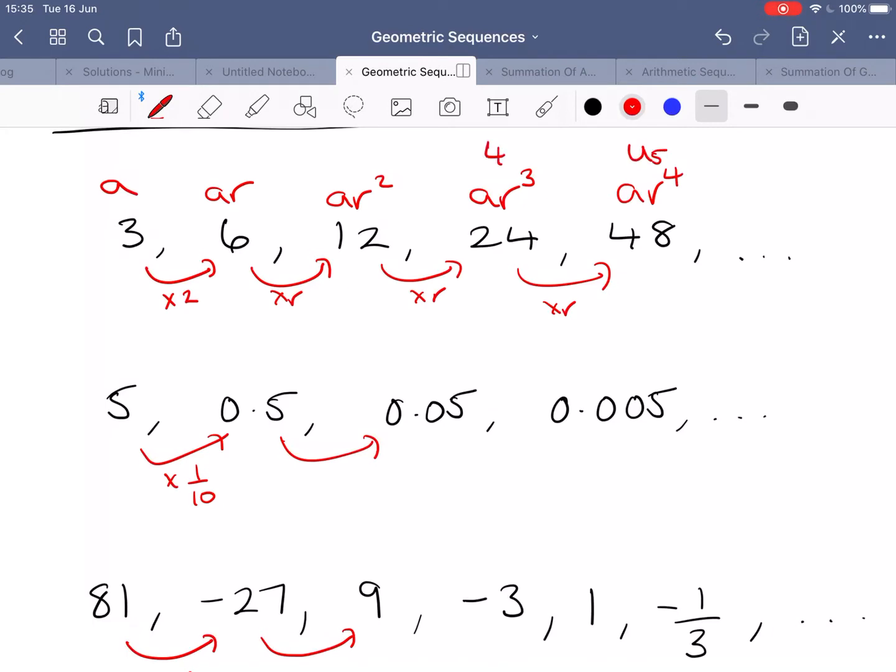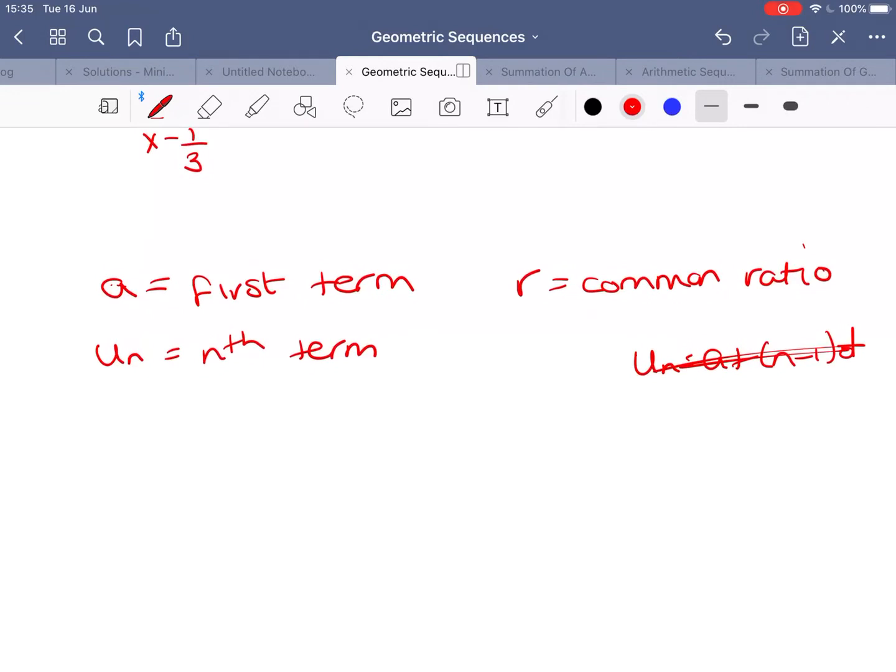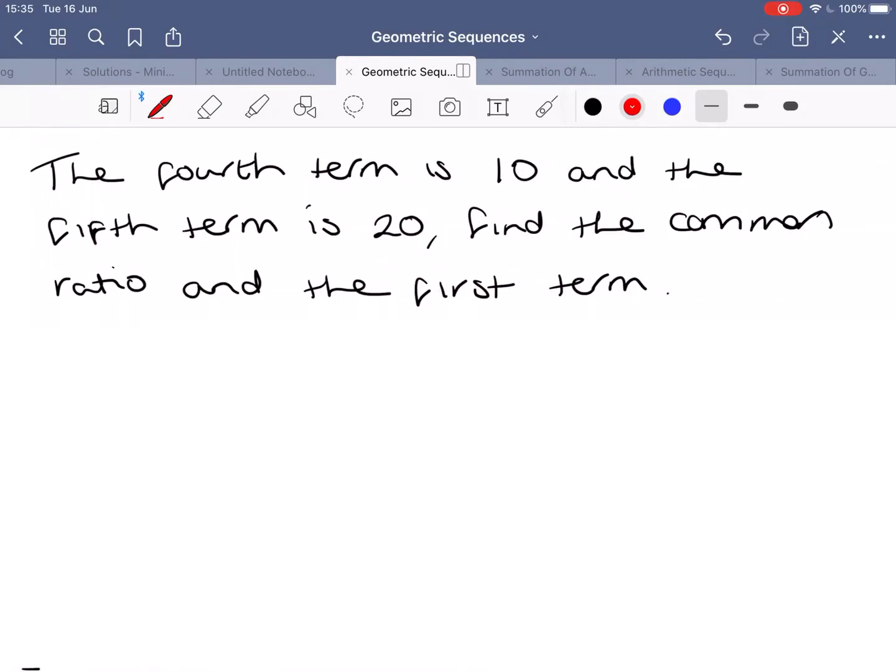The fourth term is AR to the power 3. So for a geometric sequence, Un is AR to the power n - 1. And that's what you have to remember. So let's have a look. I'm not going to go into some simple ones because it's fairly obvious how it works.